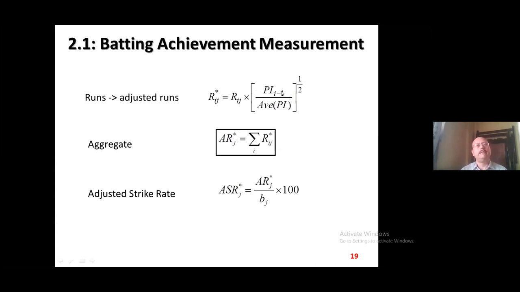And the square root of that is used as a scaling factor for the actual run scored. So instead of looking at actual runs, I look at a scaling factor, which definitely gives a boost to the current pressure situation. If I am scoring runs at a higher pressure situation, my runs are valued more. That is the adjusted runs, R star. If I aggregate it over all the overs, I get AR_j star, which is just the sum. Accordingly, I define the adjusted strike rate, which is the adjusted runs by number of balls.